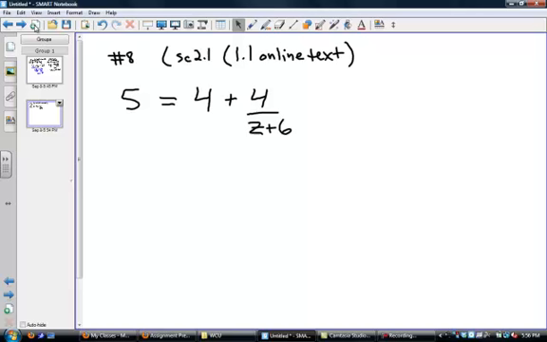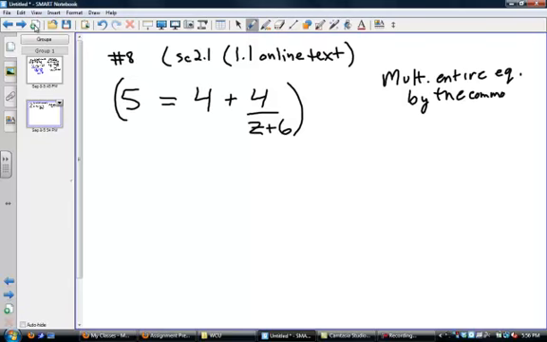Officially, you can write those other guys as being over 1, and your common denominator is z plus 6. Multiply everything by it. Same technique. Clear out those fractions. You don't have to deal with that. A little more involved than the last problem, but we're going to multiply the entire equation by the common denominator, which is z plus 6.